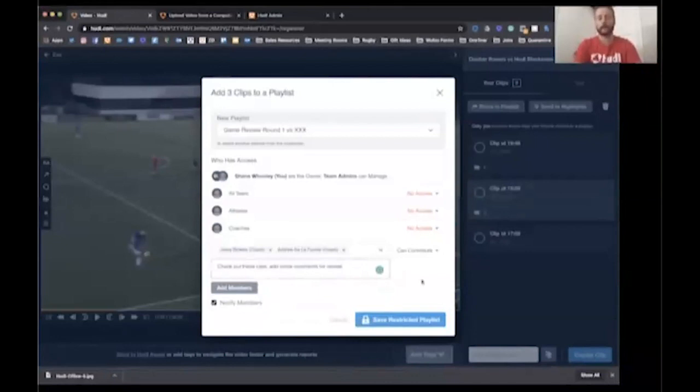What that'll do is it'll send them a notification on their phone and an email also. If they're on their phone, they can see the coach, Shane Hooley, has shared these clips with you, and it'll have this comment on there as well. Check out these clips, add some comments for review. They'll swipe to open on their phone.